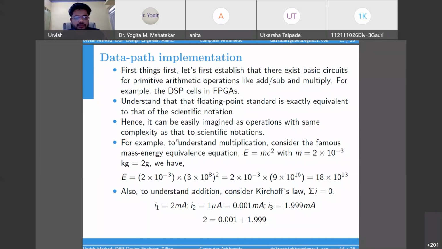So, coming back to the data path implementation. Data path implementation is a fancy word for how a compute path is actually implemented. In a computing system, there are two paths: the data path, which is responsible for doing the compute, and the control path, which is orchestrating that compute. You come here, you go there, and that is how it is designed.